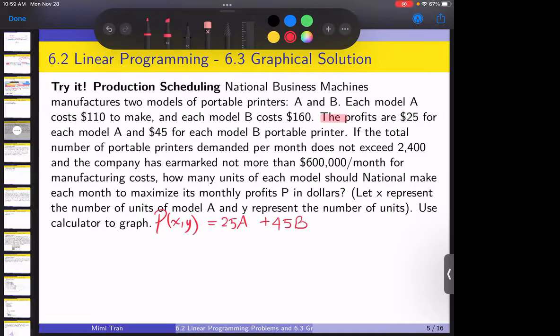All right, the profit's right there, right? The sentence says the profit is 25 for model A and then 45 for model B. Now the inequality, those are slightly harder. Slightly. Oh, by the way, the defined variable here is A, the number of model 1 printers, and B will be the number of model 2 printers.